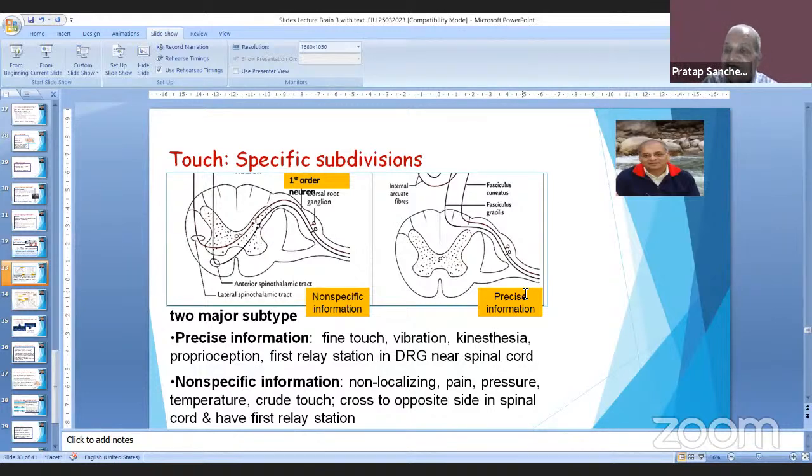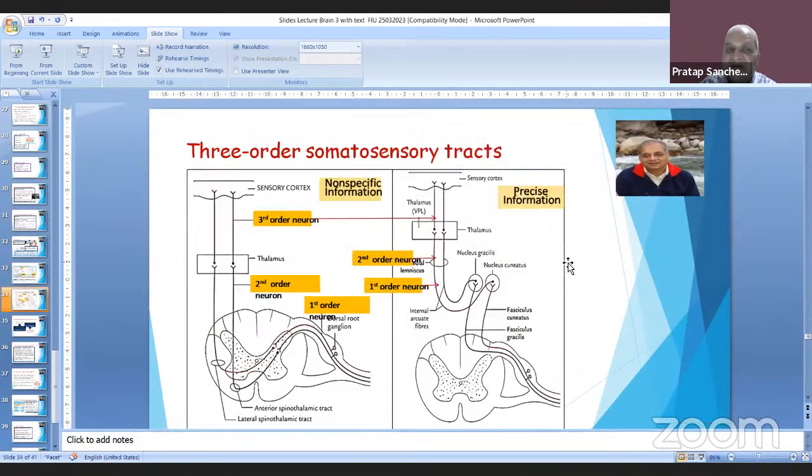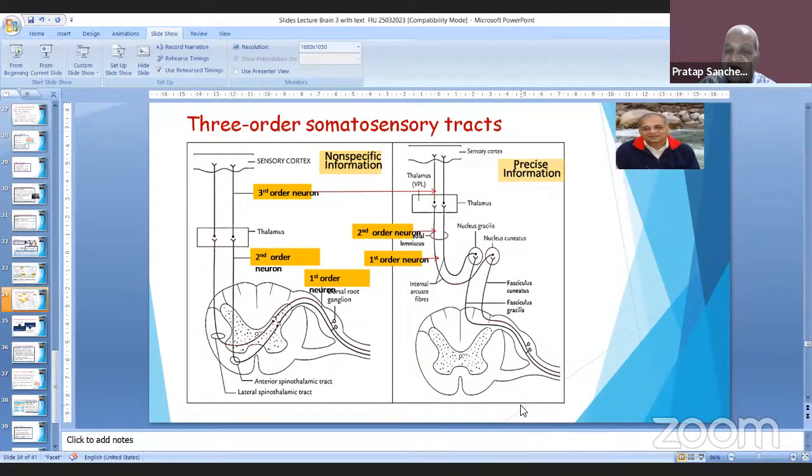So what is the significance of these? How have they developed? These are the points where perhaps science needs to learn from philosophy. Why has it occurred so? Why have so many sensations developed from the simple touch or chemicals which were there in the amoeba or the paramecium? And the three orders I have already talked to you about: first order, second order, and then third order. Two relay stations, three orders.